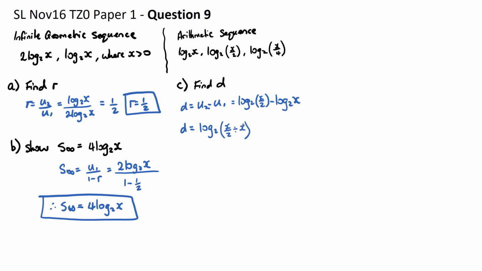Now I've just written it like this just to show that we can change this to a multiplication and flip this and it'll become 1 on x. And notice that the x's will actually cancel out and we're just left with a half. So this will be log base 2 of 1 half once the x's cancel out.